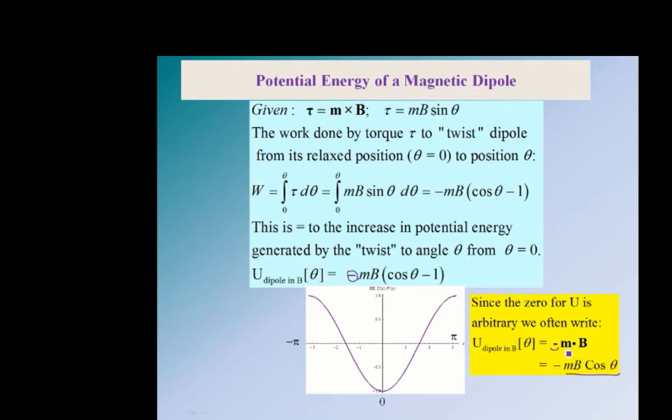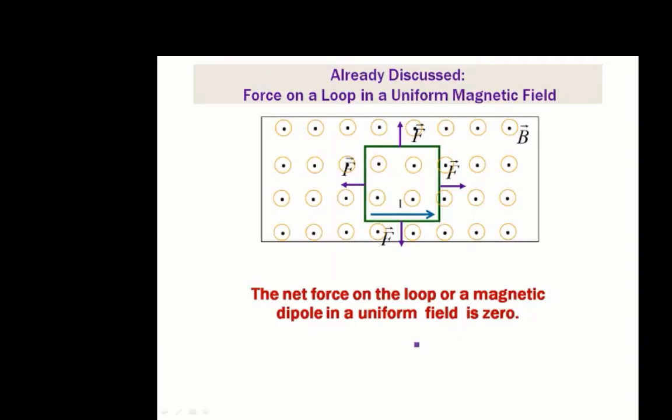Now let's look at the force on a dipole. And I think we've already discussed that if you have a loop in a uniform magnetic field, then what happens is you get all the forces equal to each other. And so they all cancel out, and so you end up with a net force equal to 0. So restating that, the net force on the loop or magnetic dipole in a uniform field is 0.